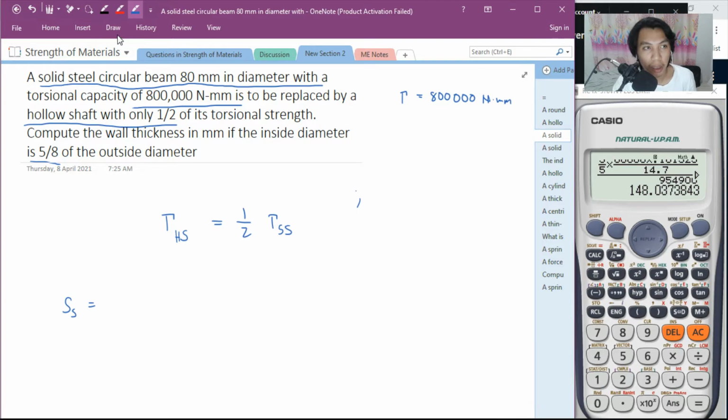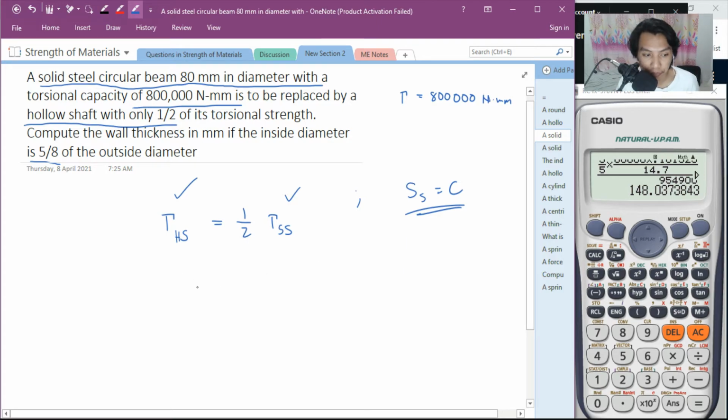Okay, what is the relationship between them? We assume that what changes here is only the torsional capacity, but the shear is constant. The shear is constant. Now, the shear is constant, so you'll say the torsional capacity here is only half. If their shear stress is equal, the solid is equal, okay?